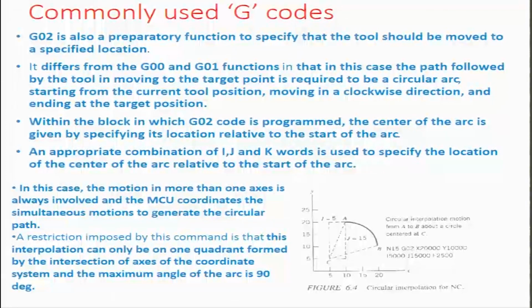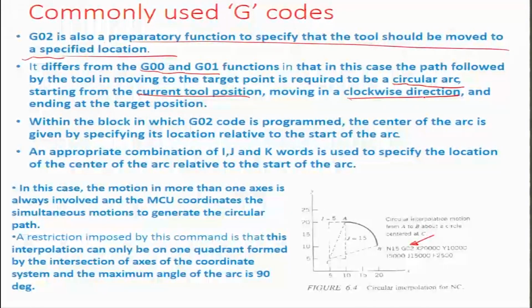Let us look at some other aspects, which is about the circular interpolation G02 and G03. As we all understand, G02 and G03 correspond to whether the arc of a circle is described in the clockwise sense or the counterclockwise sense. It is a preparatory function to specify that the tool should be moved to a specified location. It differs definitely from G00 and G01 functions in that in this case the path followed by the tool is moving from point to target point in a circular manner. So, there is a circular arc which is being described in order to reach the target, starting from the current tool position, and you can move in a clockwise direction if you have G02.